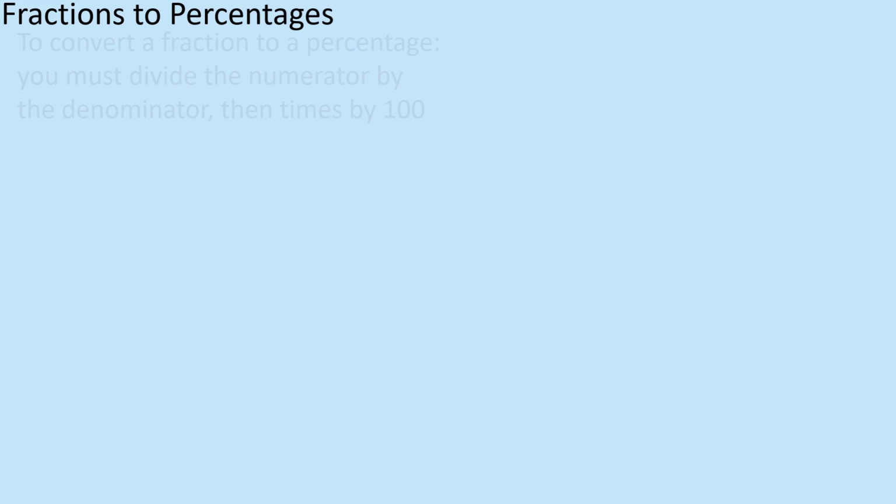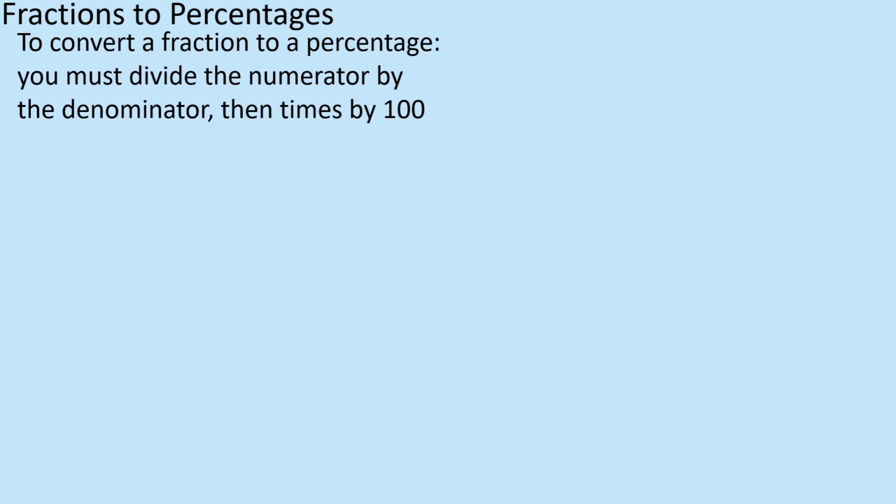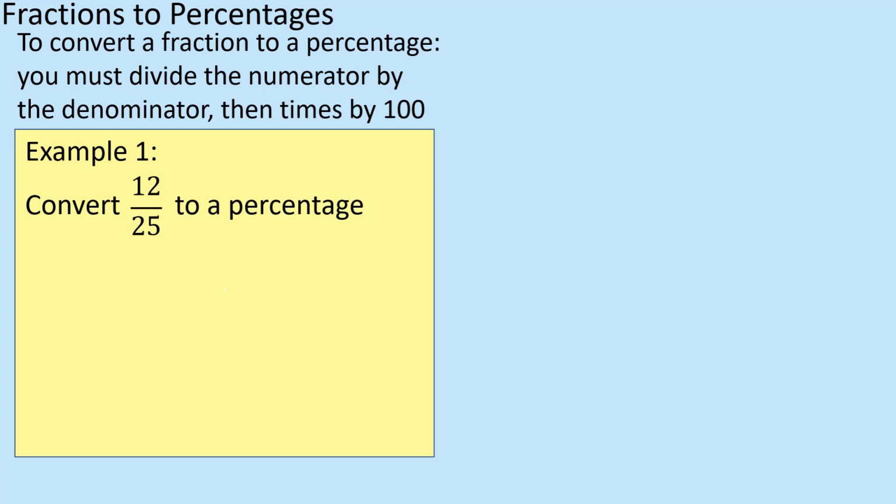Right, so fractions to percentages, however, can be a little bit more awkward, obviously depending on the fraction. Ideally, you want to get the denominator to be 100. So if I've got 12 over 25 to a percent, if I can change that denominator to 100, which I can by timesing it by 4, then as long as I do the same to the top, it's going to give me the number at the top.